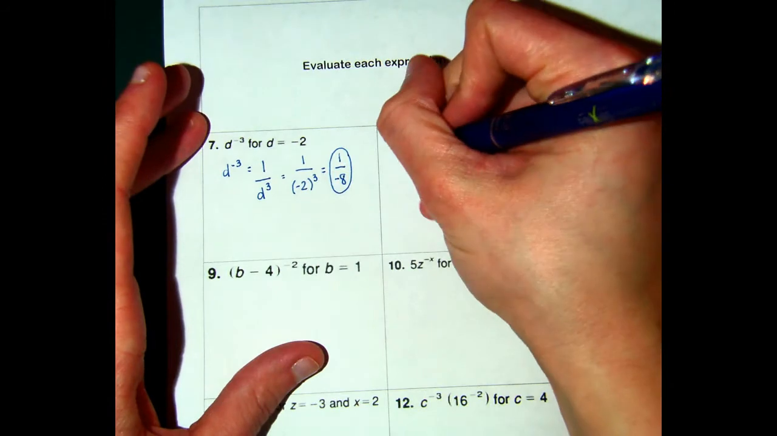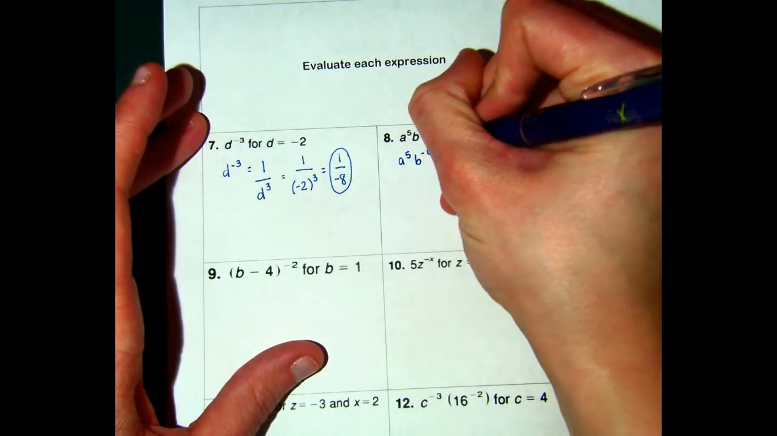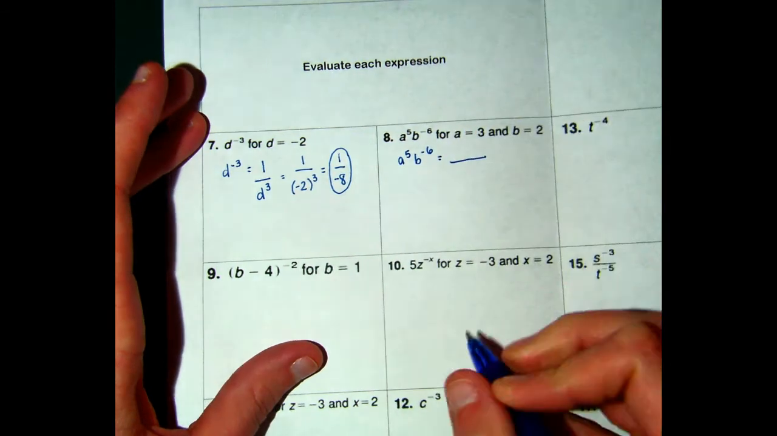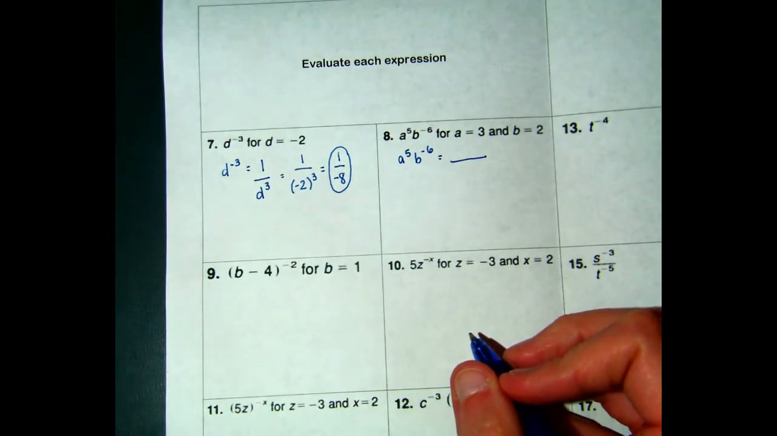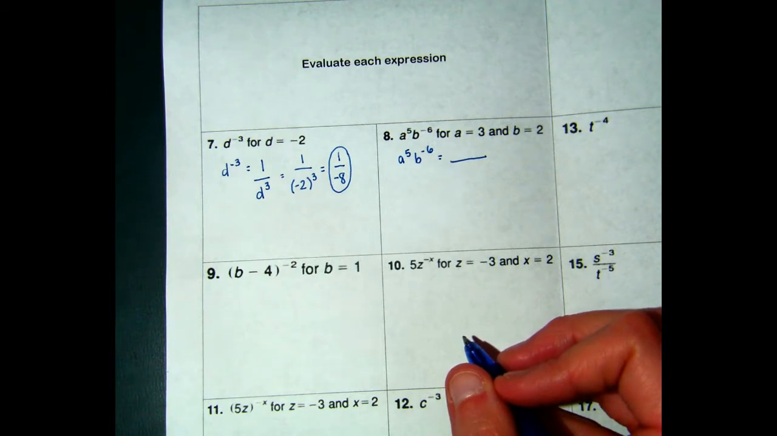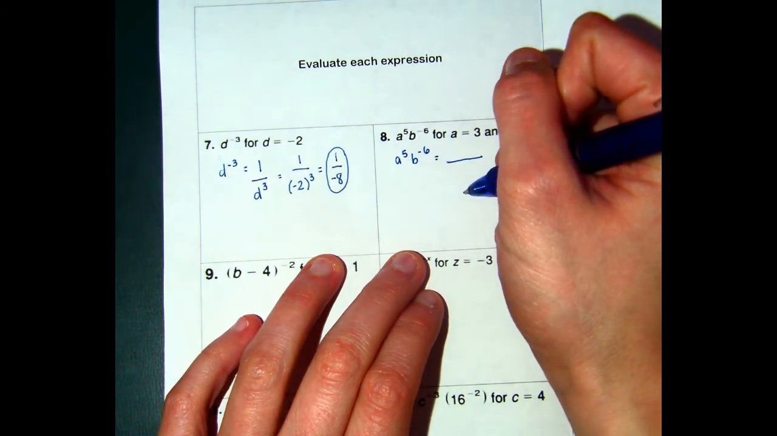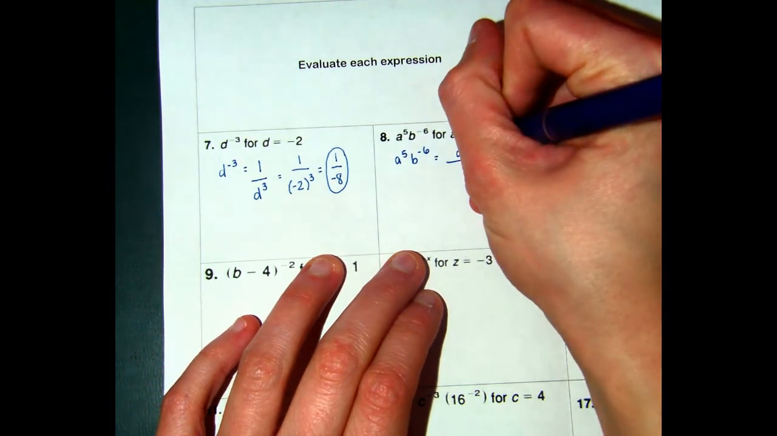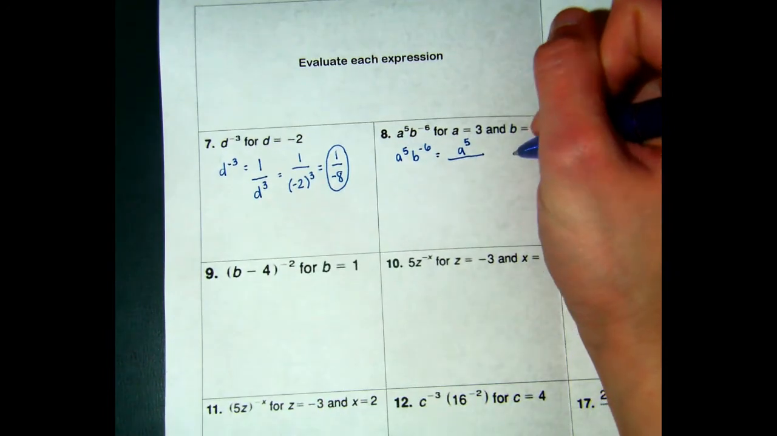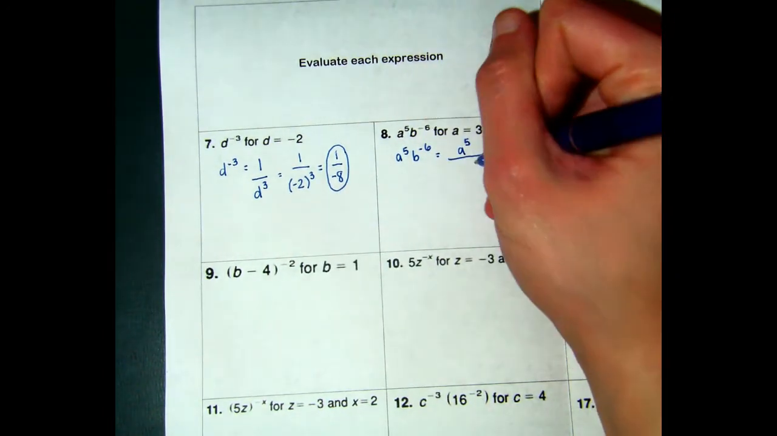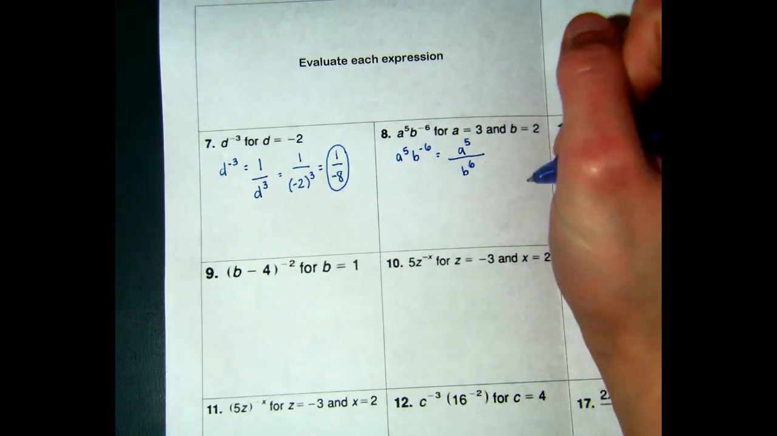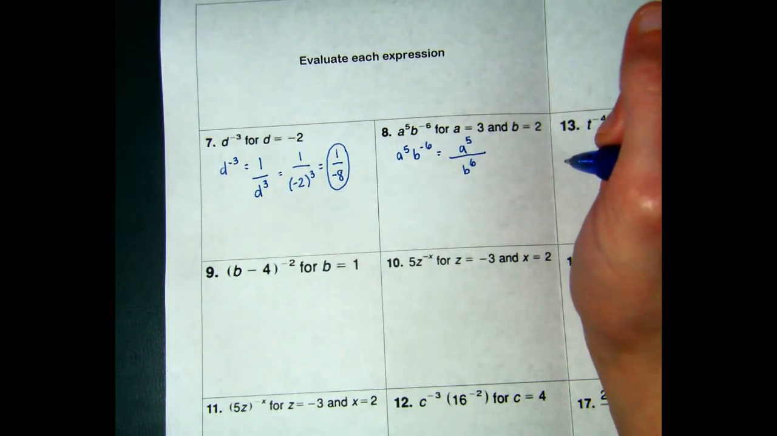Alright, now I'm going to bring down this a to the fifth, b to the negative sixth. This one is a little different. I'm looking specifically at what is a negative exponent. What has a negative exponent? B to the negative 6 is the only thing with the negative exponent. So when I move it, that's all that's going to move. A to the fifth is not a negative exponent, so it is going to stay in the numerator. B to the sixth becomes positive only by moving it to the denominator.